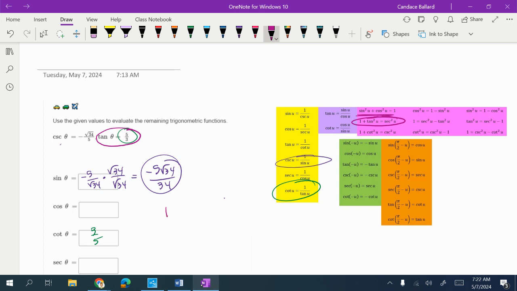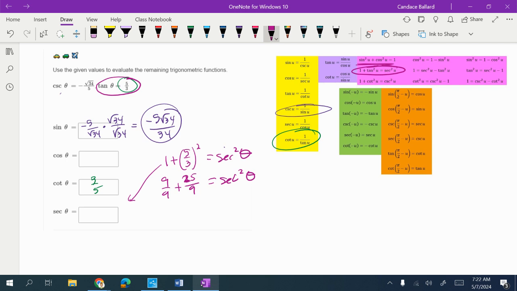So I'm going to go 1 plus, I'm going to find secant here. Tangent, which is the 5 over 3, squared equals secant squared theta. Okay, 5 squared is 25 and 3 squared is 9. And I did that first so that I would know what to make my 1. Instead of writing 1, I'm going to write 9 over 9. And 9 plus 25 is 34 over 9. And then to undo the square, I'm going to take the square root of both sides.